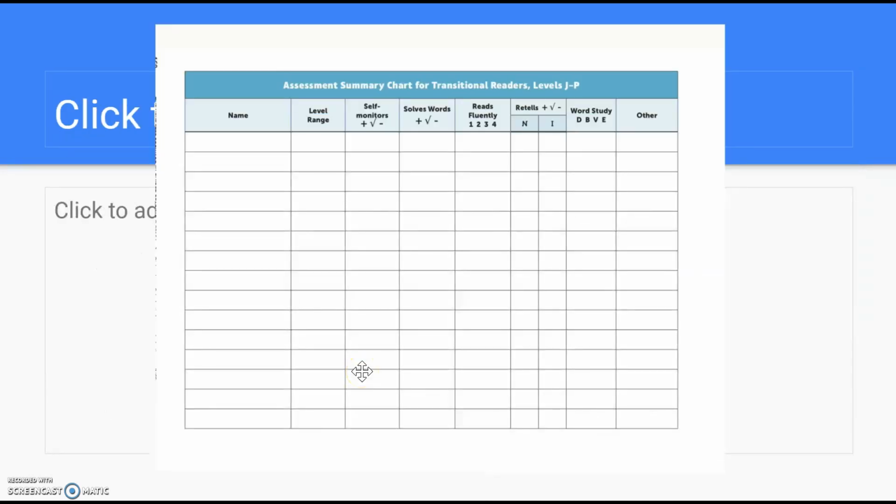Here is the assessment summary chart for transitional readers. This is going to be just like the one before, except it's missing a few columns, but it also adds the word study. The word study uses the results from the word knowledge inventory and other spelling assessments, and it identifies the phonics skills the student needs to learn. Write D if the student missed digraphs, B if blends are a problem, or V if the reader needs to learn complex vowels. And you'll write E if more work is needed on adding inflectional endings.